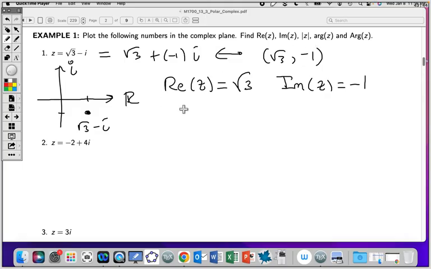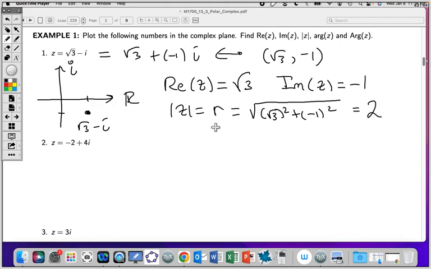What's the modulus? Well, that's r from polar coordinates. The positive r, which I know from polar, is the square root of x squared plus y squared. So it's the real part squared plus the imaginary part squared. If I go through the calculation here, root 3 squared is 3. -1 squared is 1. Add those together. Square root of 4 is 2. So the modulus is the r value. It's literally the distance of this point to the origin.